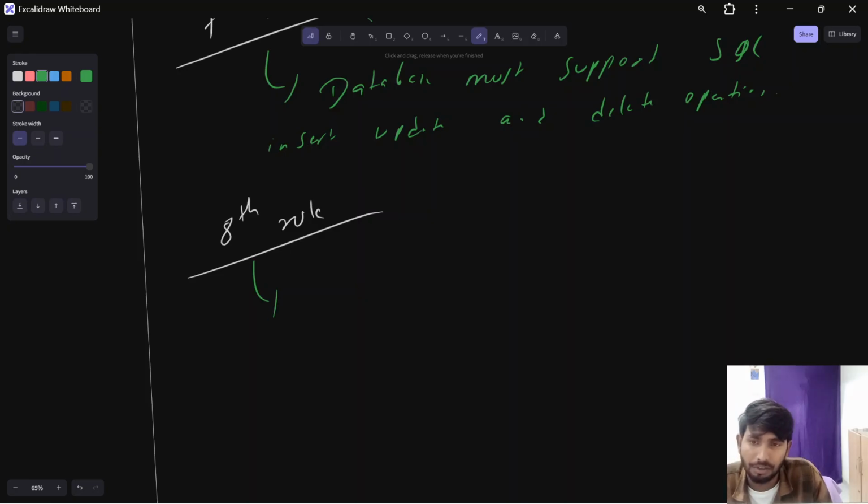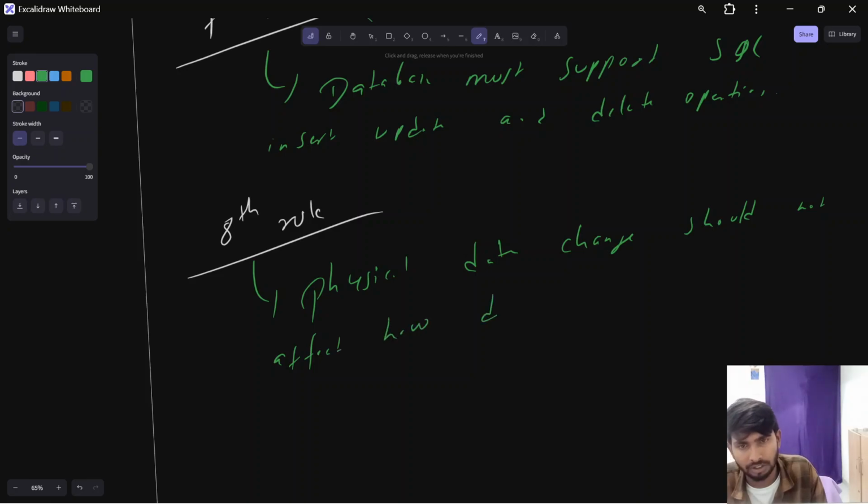This is: if physical data changes, it should not affect how data is accessed. Okay, physical data change should not affect how data is accessed. Okay, now we can say this is physical data independence.